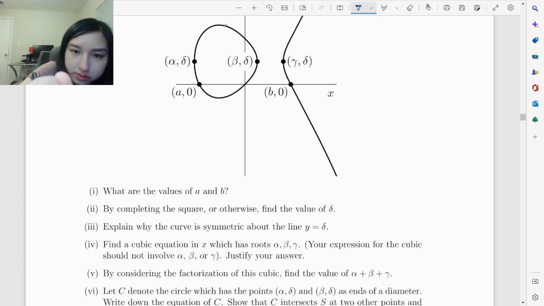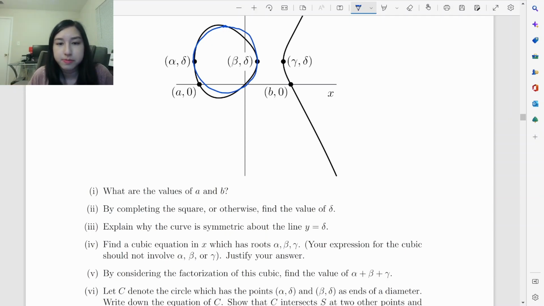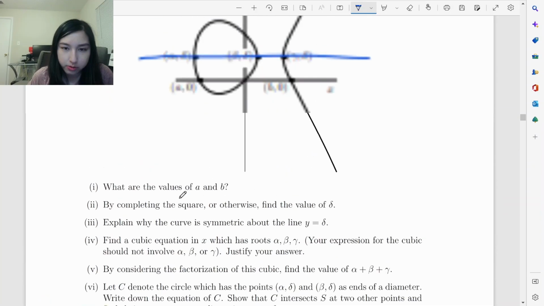So we have another circle right here. I'm not sure what circle, I'm going to try my best. It looks like this. I guess they intersect about here. I'm not sure what that is, but we'll try to work that out. Write down the equation of C.